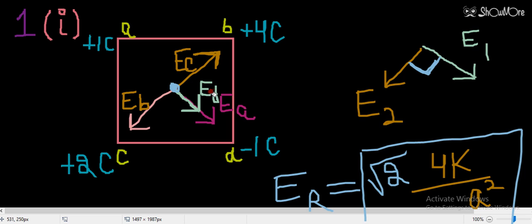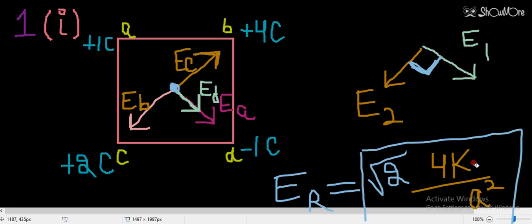A little bit of mistake is there. EA and ED will be added in the first case. Values are same, but instead of EC you have to write ED. Rest things are clear. First question, any doubt? First question, final answer is under root 2 times 4k by a square. This is the final answer for the first question.